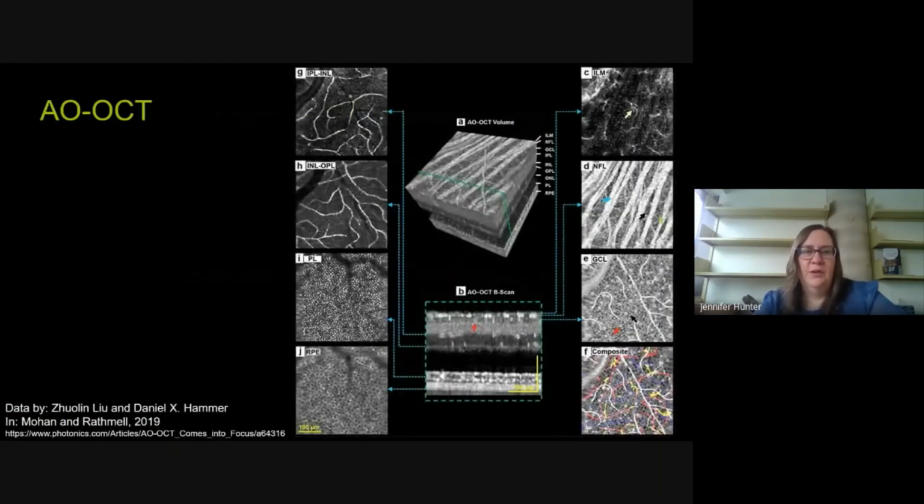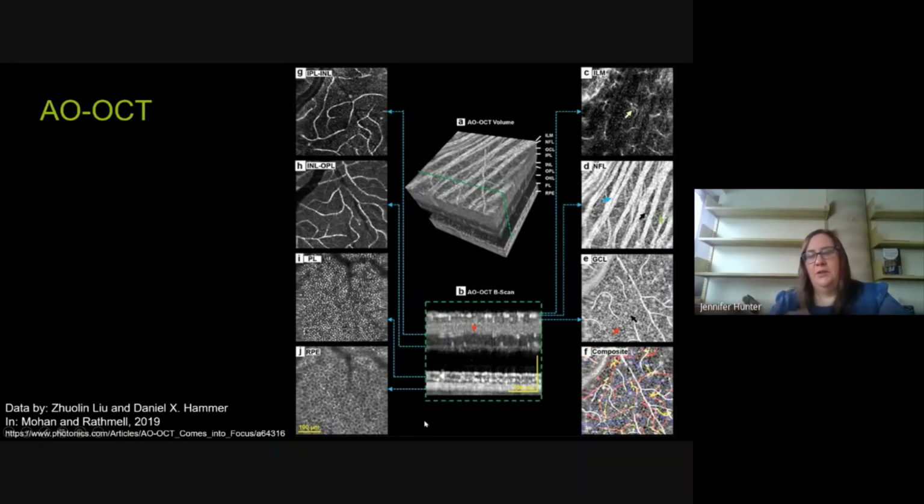For example, this work coming out from Julien Liu and Dan Hammer has shown that AOOCT, when focusing at different layers, allows impeccable resolution. You can see the nerve fiber bundles here on the right in figure E, the small circles in between the blood vessels, which are the ganglion cells. They're able to start looking at different soma sizes. The bottom right is a composite image of the three different vascular layers in the retina that they can look at. Of course, with OCT, you can also section in to see the photoreceptor layer as well as the RPE layer.